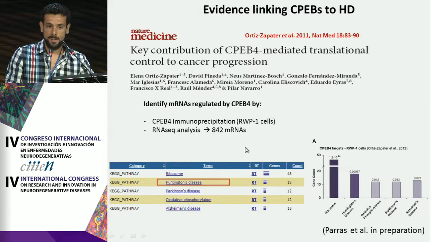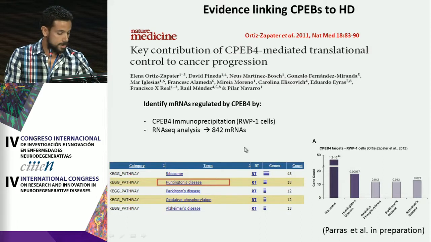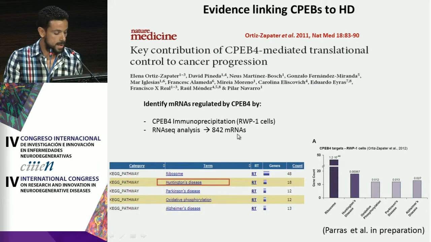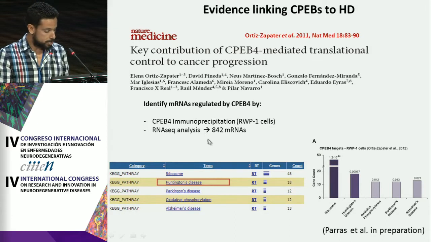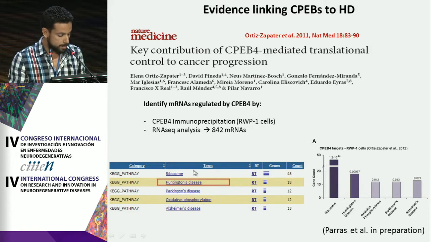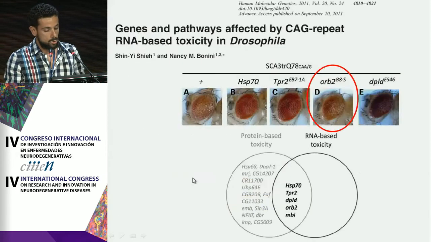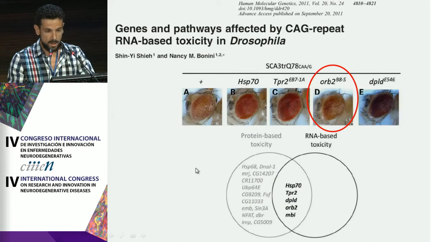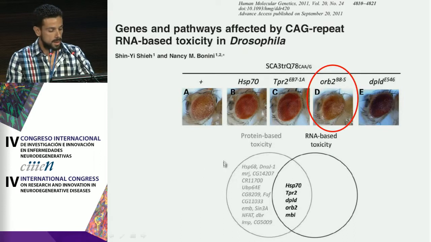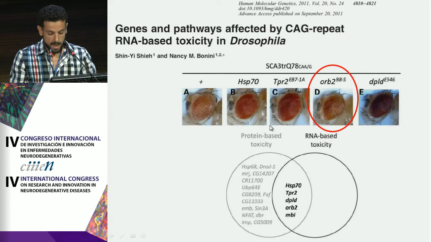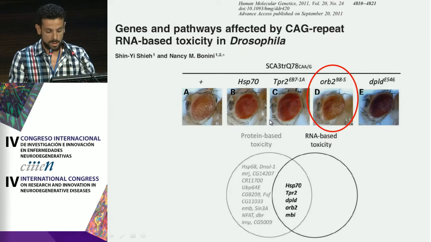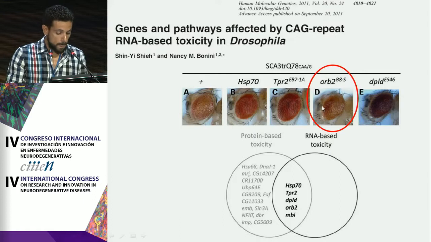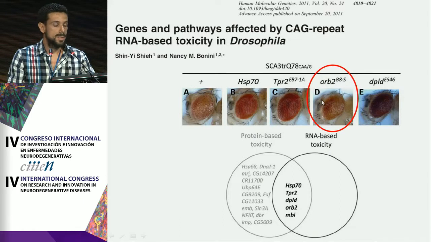But why study CPBs in Huntington's? In a paper published by our collaborator in Barcelona, they identified around 800 mRNA targets of CPB4, and when we performed a gene ontology analysis, we found many genes implicated in Huntington's disease. Also, in this paper they studied Orb2, the ortholog of CPB4 in Drosophila, and found that Orb2 is a modifier of CAG toxicity in Drosophila. So we decided to study CPBs in Huntington's.